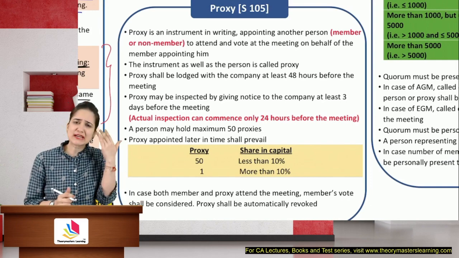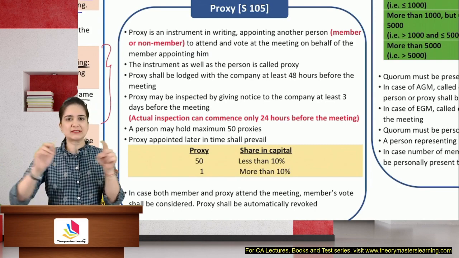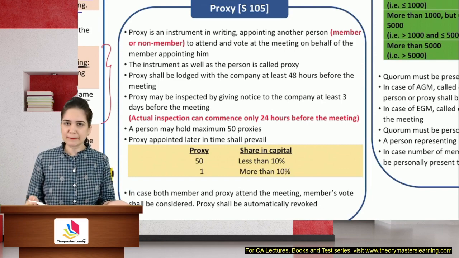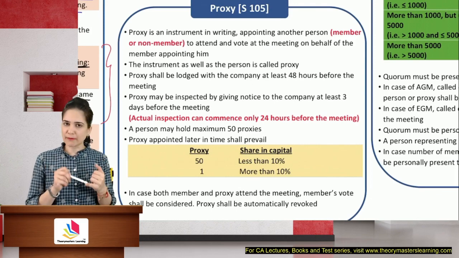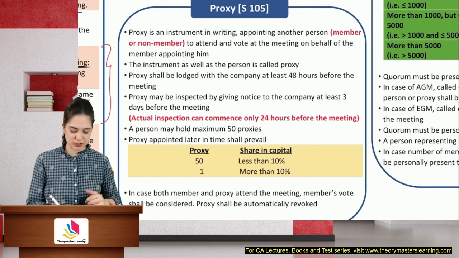Now, how will the company know who is authorized? So the company sends a proxy form, which the member will fill and submit to the company, informing the company of the person who is going to come and attend the meeting. The form as well as the person is known as proxy. So let us go through the provisions of proxy.